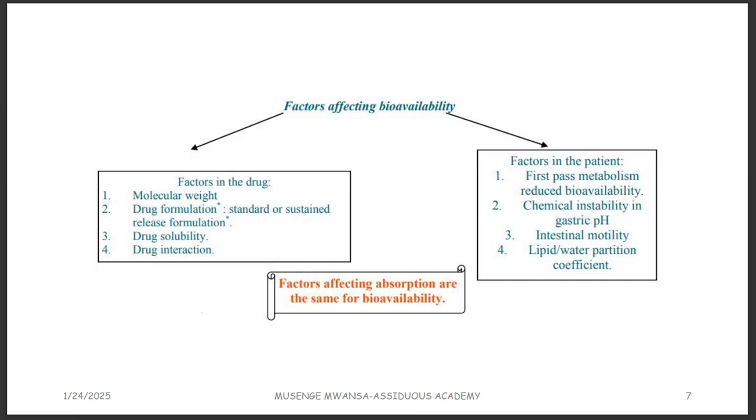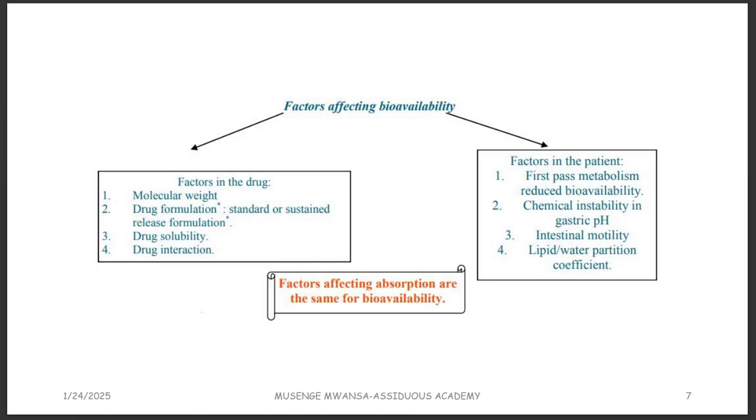The factors in the patient include first pass metabolism, which will reduce bioavailability. We'll talk about first pass metabolism. Then the chemical instability in gastric pH. So pH also affects how much of the drug is absorbed.